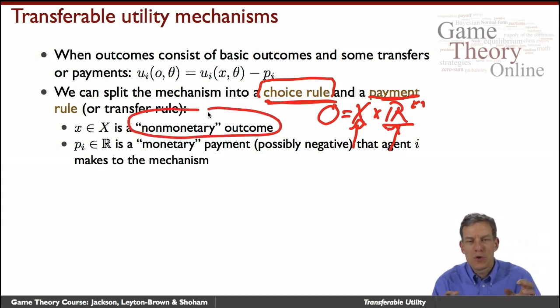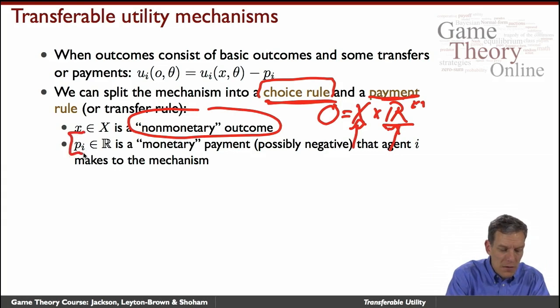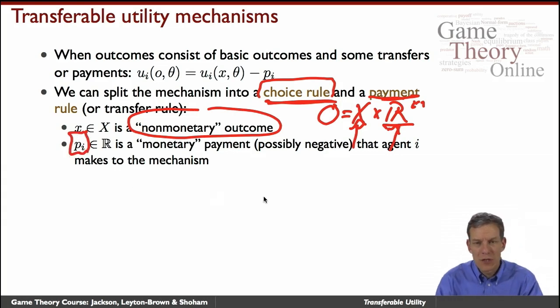And we'll use the term money here. It's not clear exactly what the transferable good is, but there's some way of moving something back and forth, which people can equate with utility. So there's some non-monetary outcomes, often called public decisions, the aspect which is going to be common to all the agents. And then we've got these private payments, where each person is making a payment into the mechanism. And if p_i is negative, then they're actually getting a net payment to them.